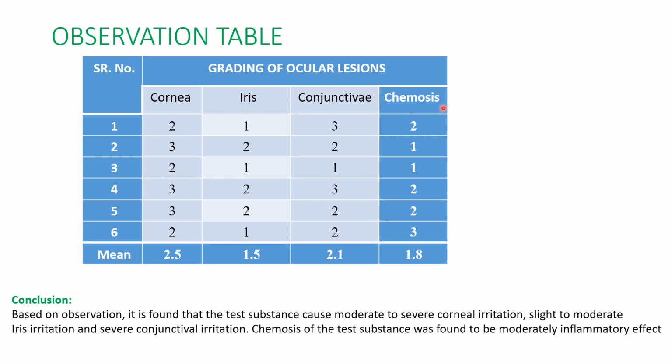And about the chemosis, it is 2, 1, 1, 2, 2, 3. It comes to 1.8. So that means the chemosis of the test substance was found to have a moderately inflammatory effect. Basically, based on the grading, we can comment on the result that there is severe corneal irritation, slight to moderate iris irritation, severe conjunctival irritation, and chemosis, which is a moderately inflammatory effect. So this is all about the experiment.